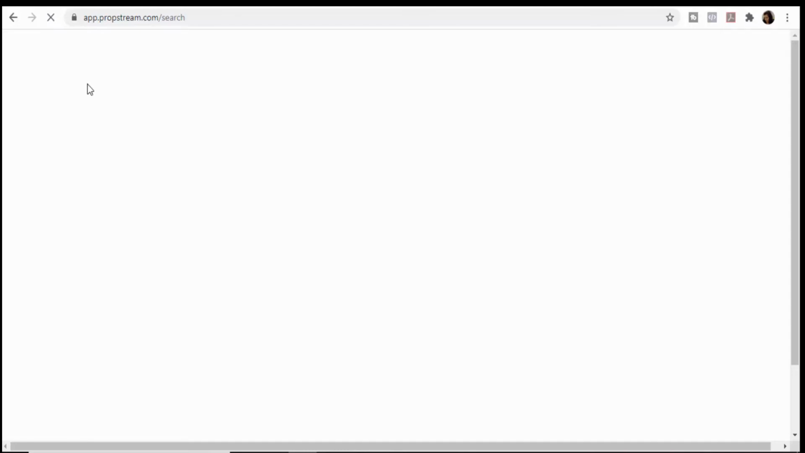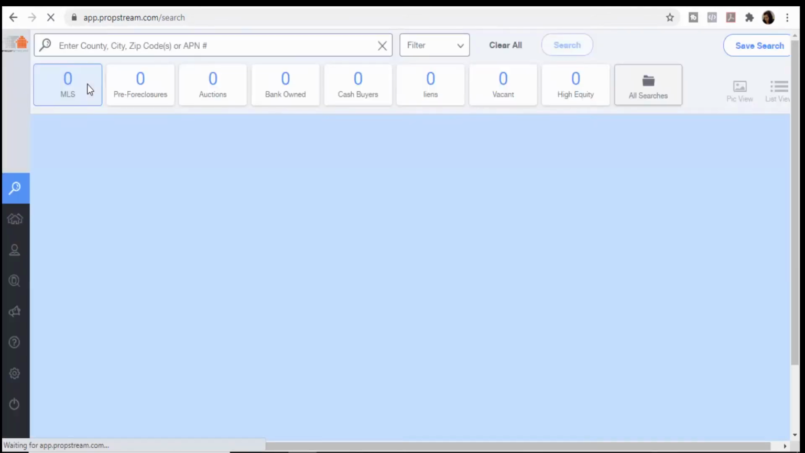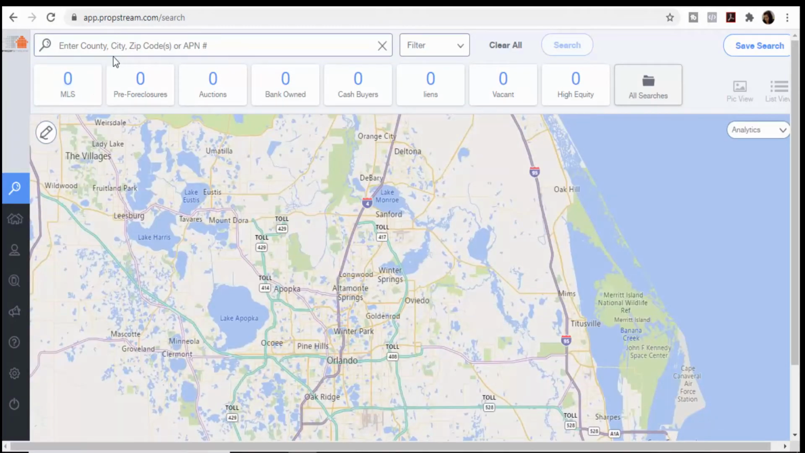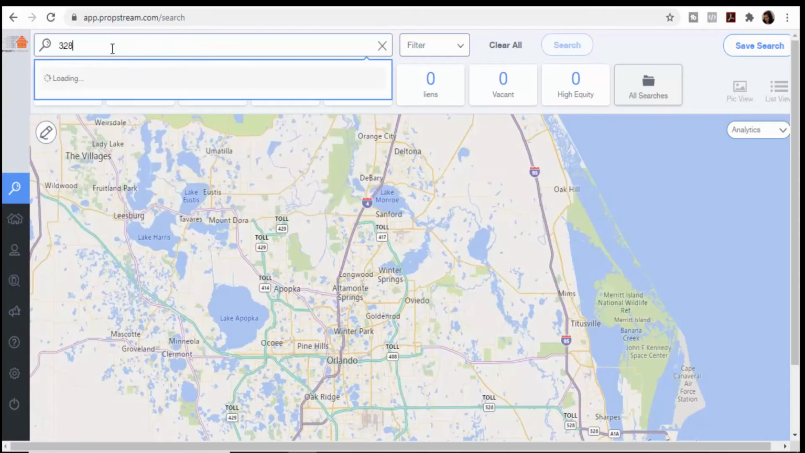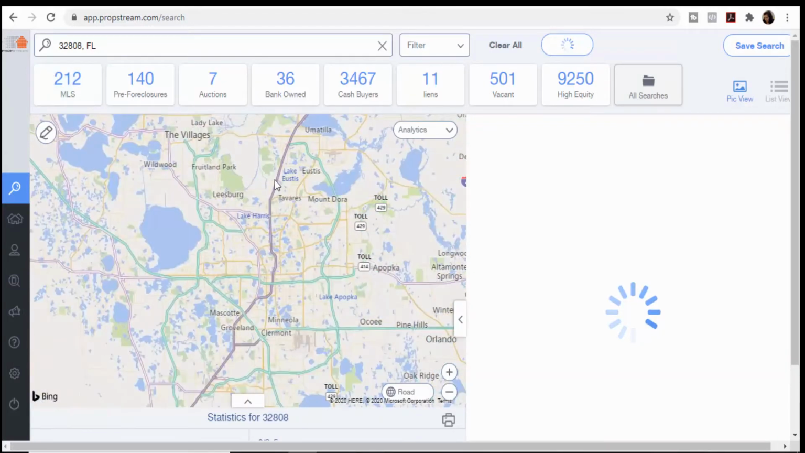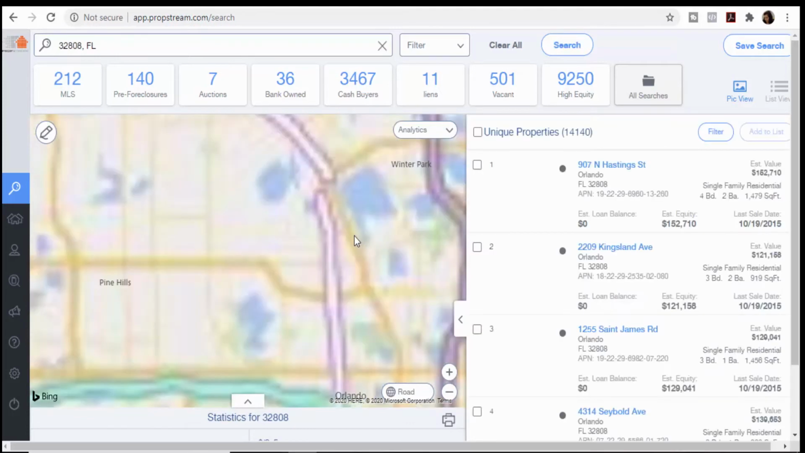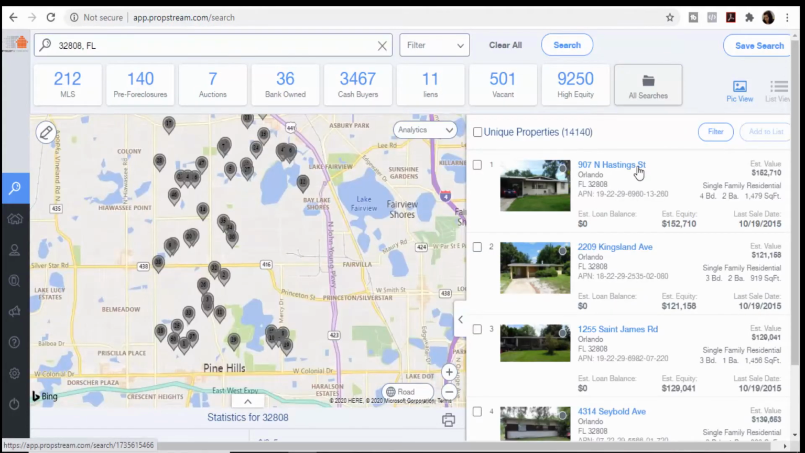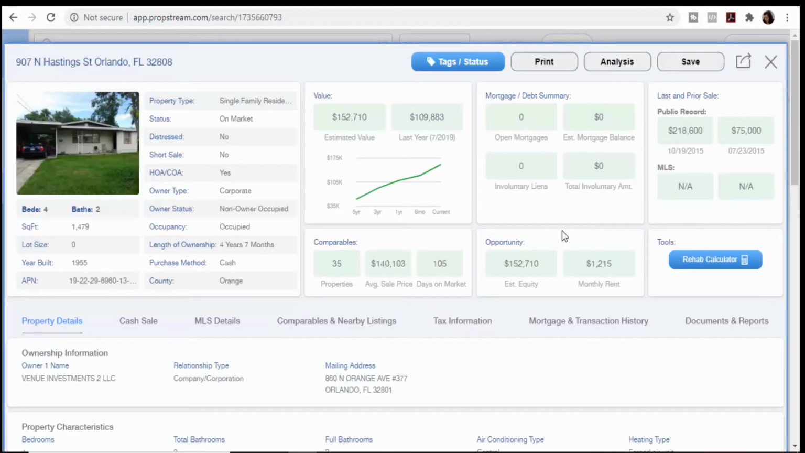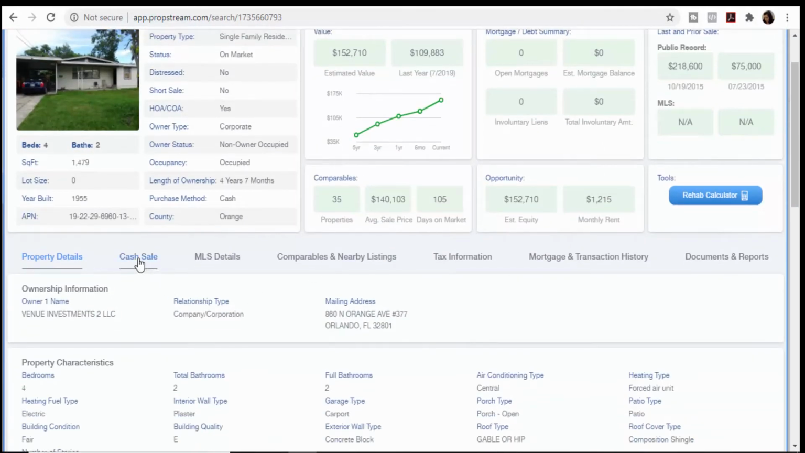Okay, I'm going to pick another area that I know is a good cash buyer market. Okay, and this only works, guys, if you're looking at properties that are in a market that's 20 to 25% cash sales. Okay, so let's pull the 32808, which I know is a really good market for cash buyers. And let's just look at this first one that pops up. Okay, so we're going to look at the cash sales first.